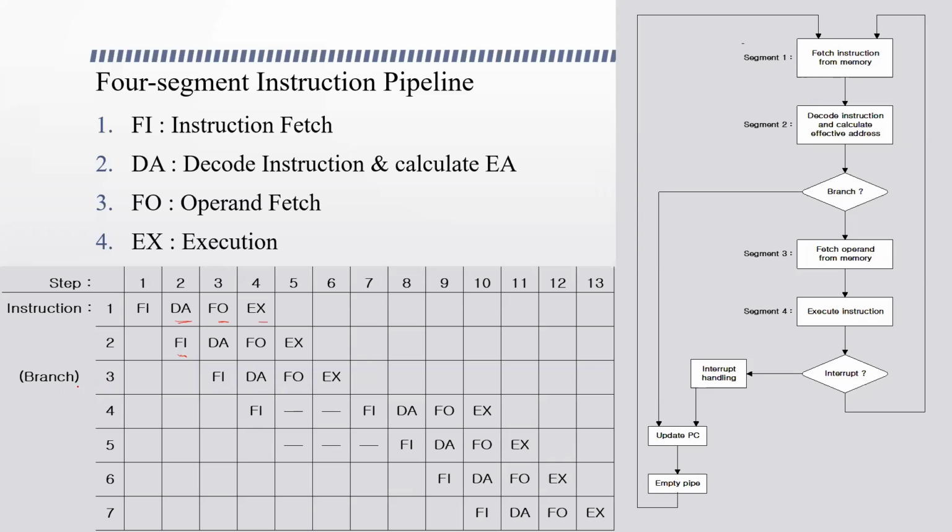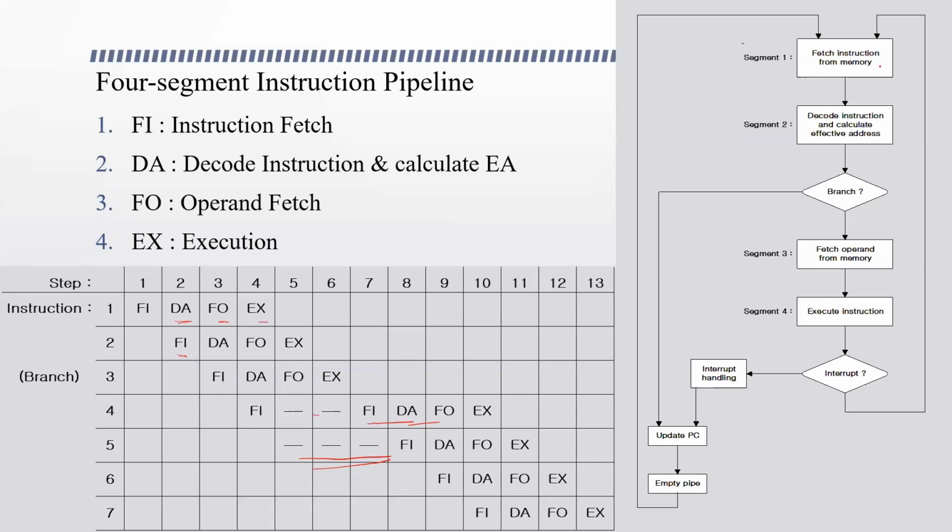And if the next instruction is a branch instruction, it has to stop the sequential execution, and the control has to jump to the instruction at the target address. So this fourth instruction will not be executed. The pipe is made empty here, and once the target address is located, the instruction from the target address is executed.